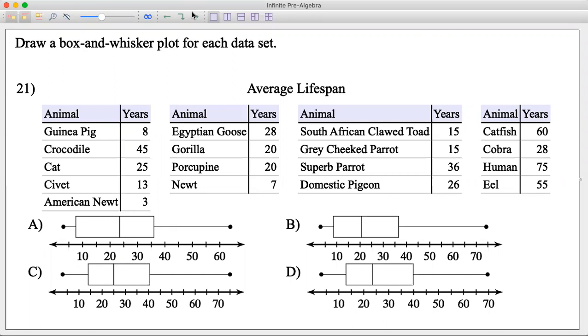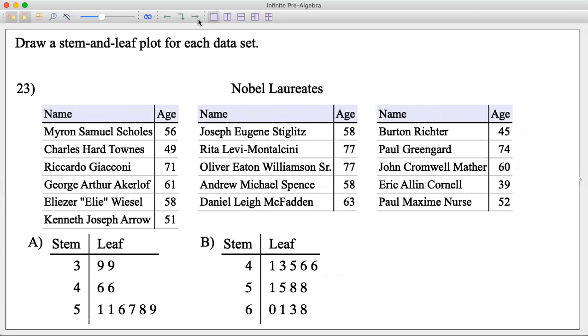What's the last thing we got? Stem and leaf plots. Stem and leaf plots. I agree. All right. Stem and leaf plot. Let me make this small so we can look at all the answers.